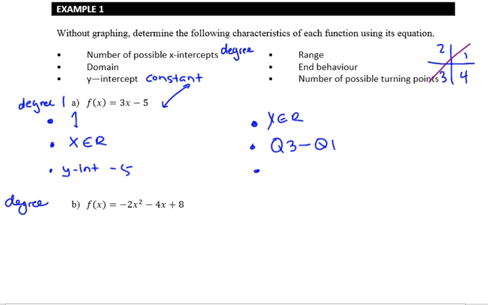Okay, number of possible turning points. How do we figure out the number of possible turning points? Doesn't mean that there's that many. It's 1 less than the degree. So the degree minus 1. And what's a turning point?